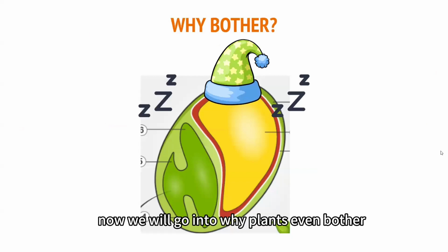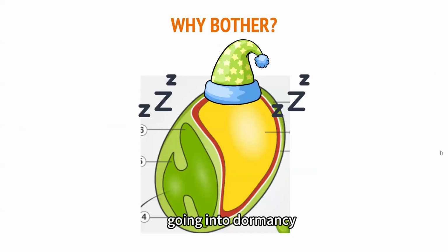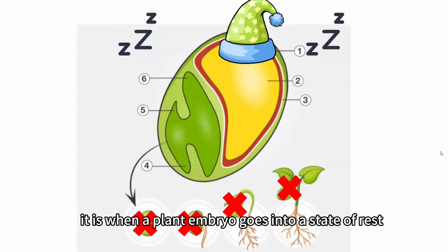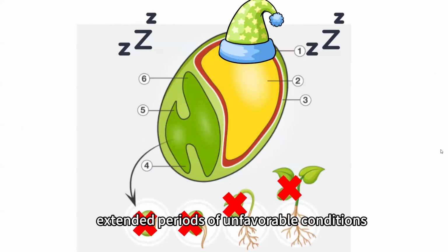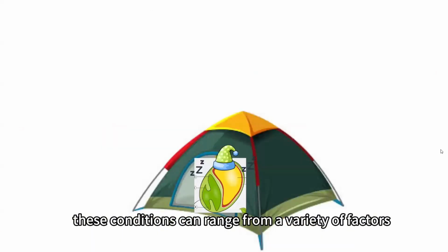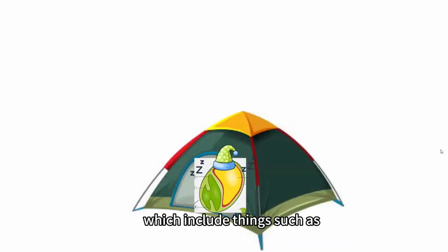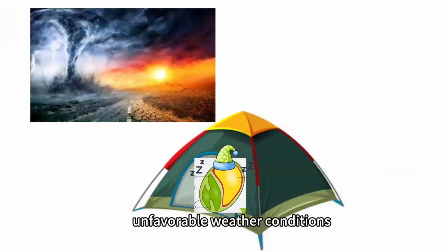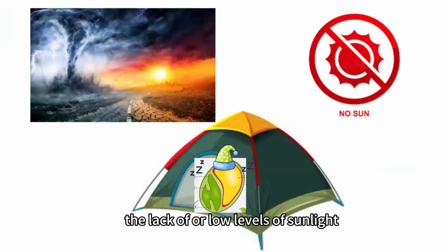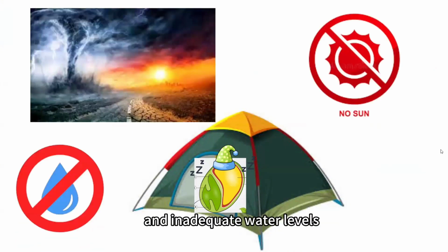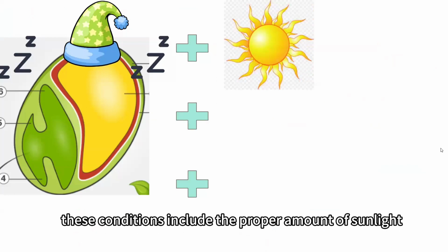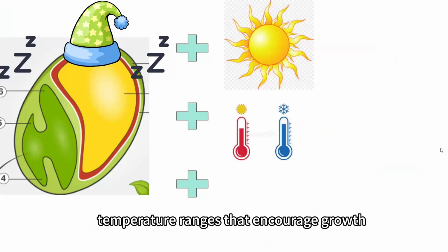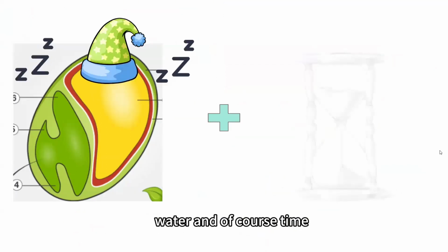Now we will go into why plants even bother going into dormancy. To redefine seed dormancy, it is when a plant embryo goes into a state of rest to allow it to survive extended periods of unfavorable conditions. These conditions can range from a variety of factors, which include unfavorable weather conditions, the lack of or low levels of sunlight, and inadequate water levels. In this state, the plant will not grow unless certain conditions are met. These conditions include the proper amount of sunlight, temperature ranges that encourage growth, water, and of course, time.